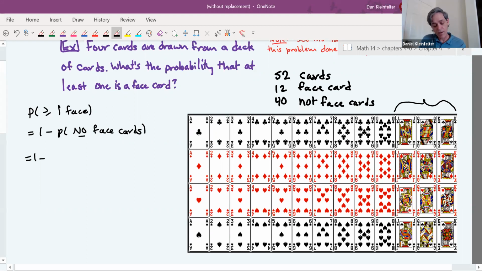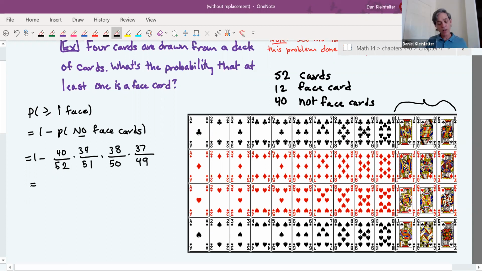So first of all, we need the probability that the first one is not a face card. Out of the 52 cards, there are 12 face cards, so there are 40 that aren't. So for the first non-face card, there's a 40 out of 52 chance of that first one not being a face card. We're doing our drawing without replacement, so there's only 51 cards left, out of which 39 are non-face cards. Continuing to draw, there will be 50 cards, out of which 38 are not face cards, and then 49 of which 37 are not face cards.